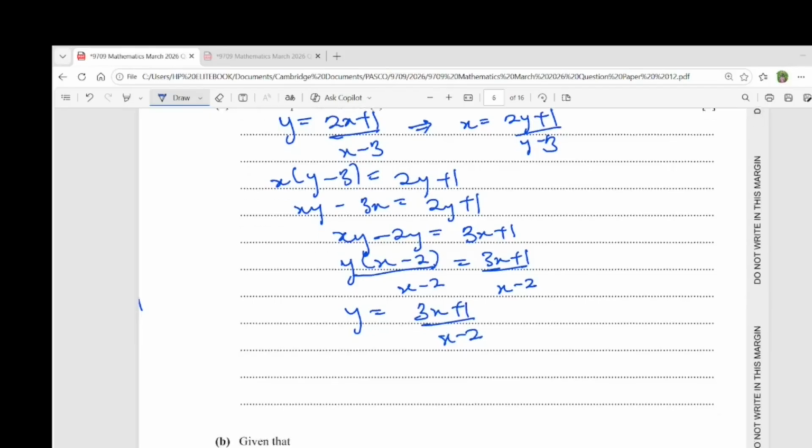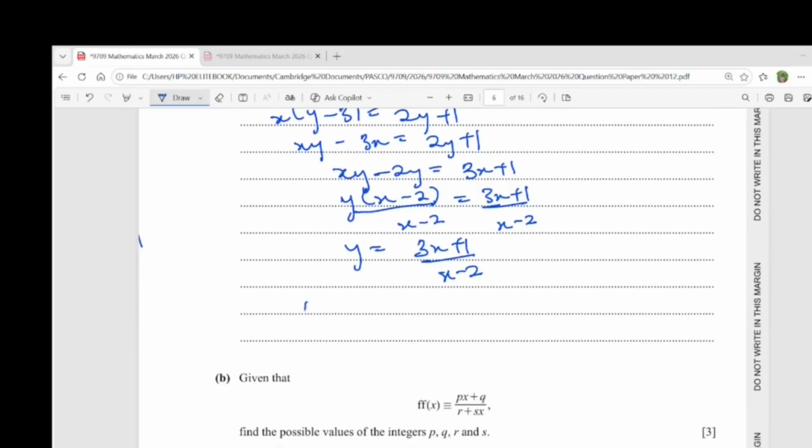And that's our inverse, we write. Therefore, f inverse of x, or the inverse of the function f of x, is equal to 3x plus 1 divided by x minus 2.